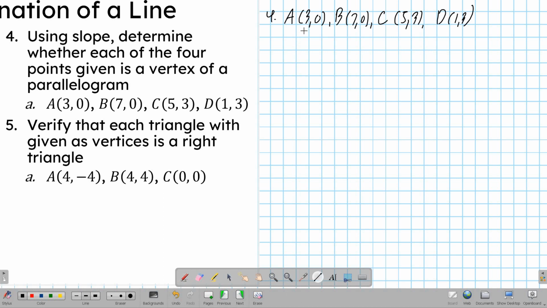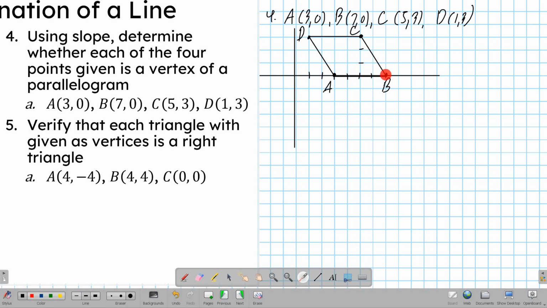So let's just illustrate that. Here is our Cartesian plane. First A at 3, 0. Then B is at 7, 0. C is at 5, 3. And D is at 1, 3. Let's double check that. So let's see if this would be a parallelogram.